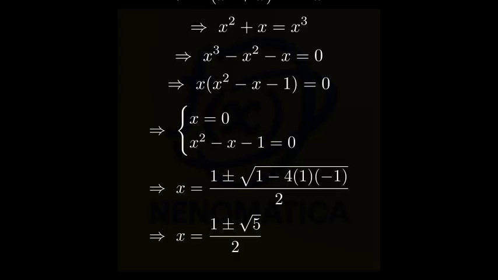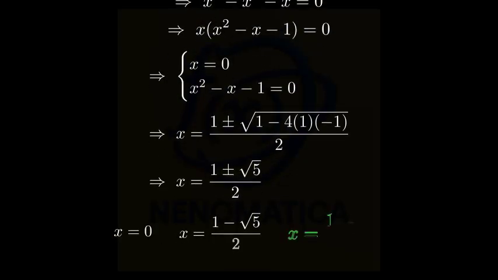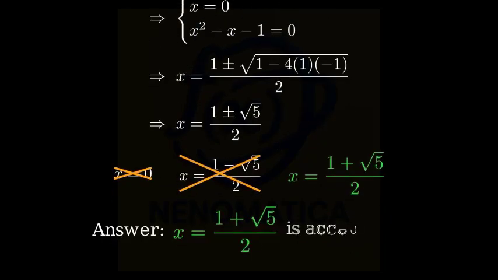Solving the quadratic with the quadratic formula gives x equals the quantity 1 plus or minus square root of 1 minus 4 times 1 times negative 1, all over 2. That simplifies to x equals 1 plus or minus square root 5 over 2. Final acceptance step, exactly as shown in the image. The accepted answer is x equals 1 plus square root 5 over 2.